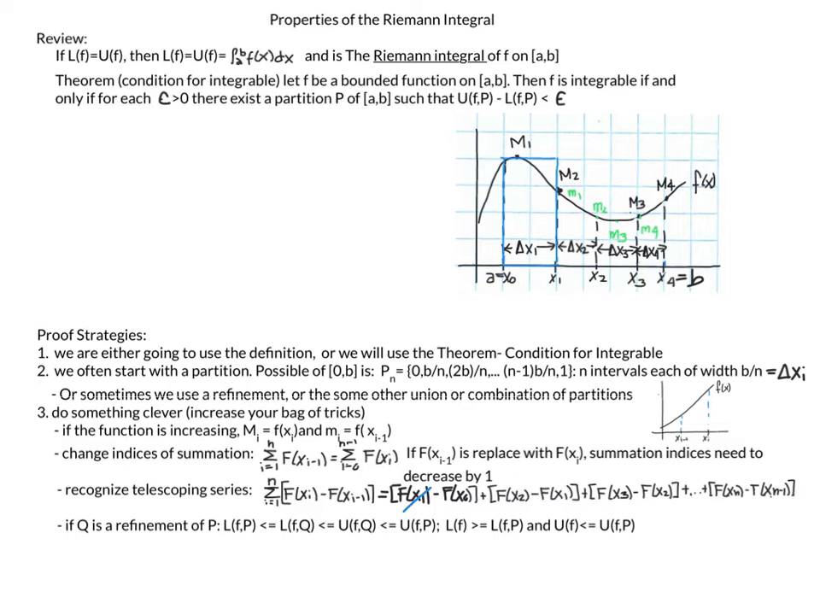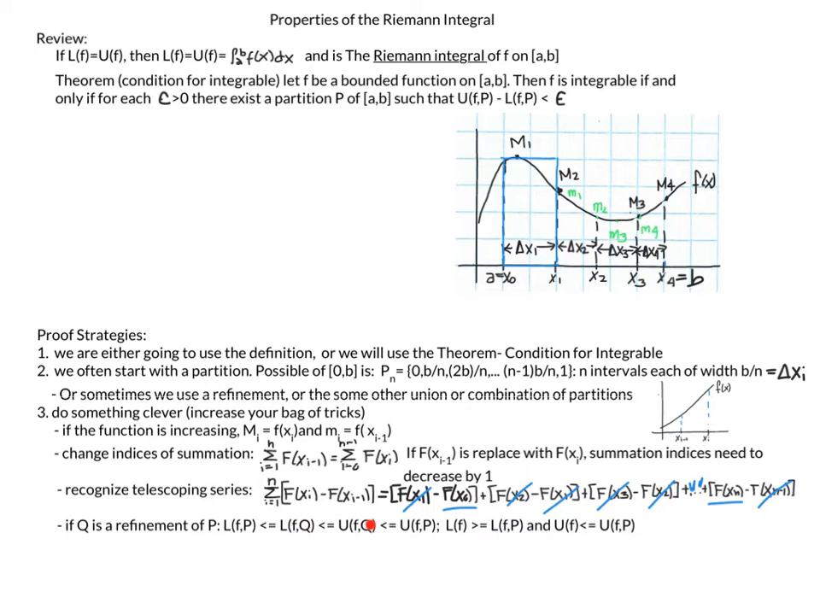So this first term will cancel with the second term. This first term cancels with this second term. This first term will cancel with the second term somewhere in here. And this second term will cancel with some other first term here. And what you're left with are just these two terms. So it's collapsed down like a telescope. And then the last trick is if Q is a refinement, then these sort of inequalities are things that you want to come naturally to you.